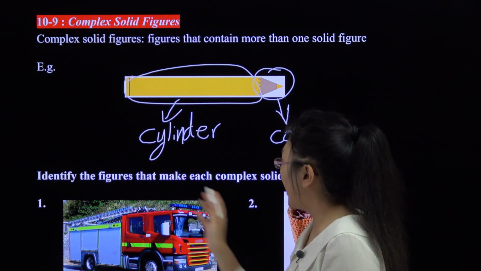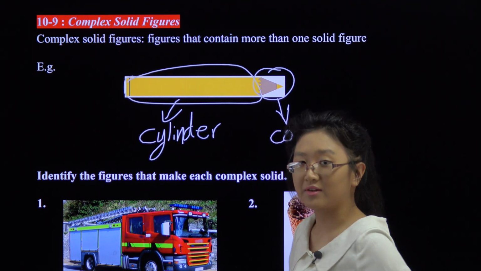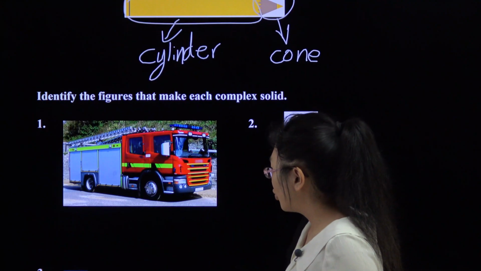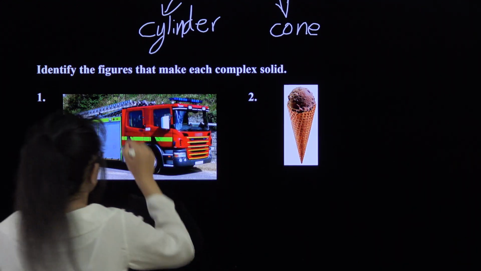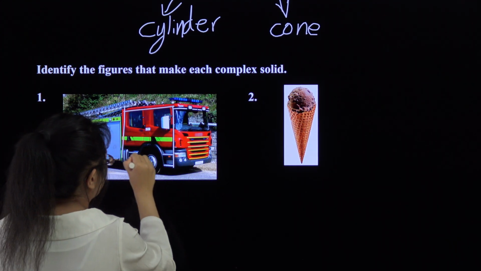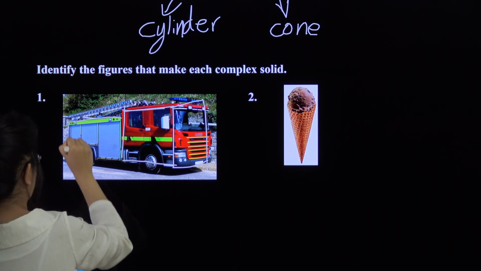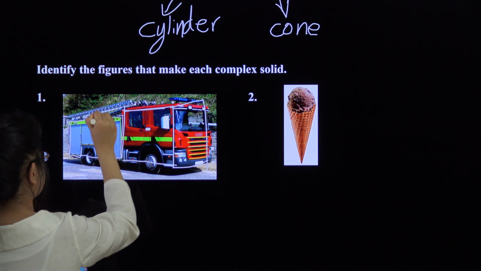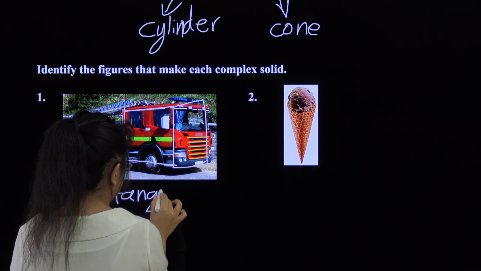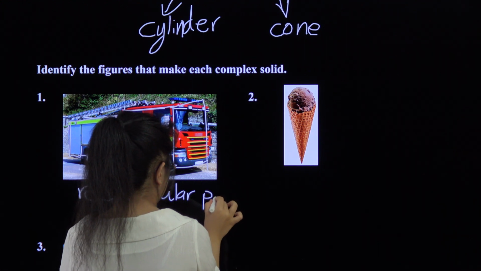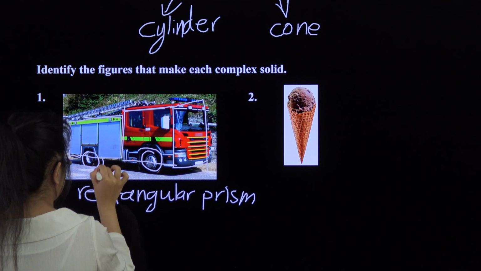Now moving on, and identify the figures that make each complex solid. Well, we have a fire truck first. Okay, so the fire truck has this big rectangular prism over here. It also has this small one over here. It has another rectangular prism. So rectangular prism. And then it has the wheels, which are cylinders.